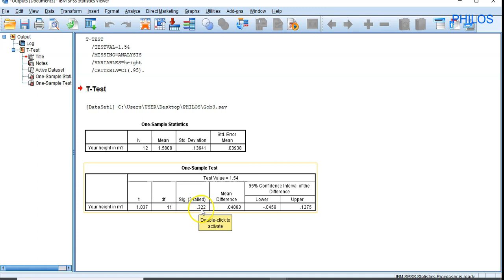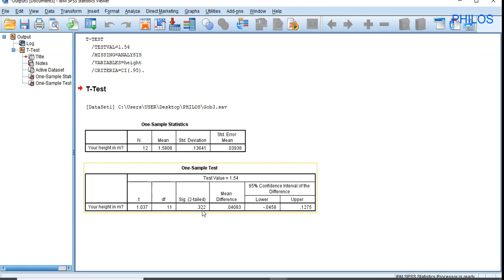Now, if you look, the p-value is 0.322. As we can see, 0.322 is greater than 0.05. Since this p-value of 0.322 is greater than the level of significance of 0.05, we do not reject the null hypothesis. So, as we are not rejecting the null hypothesis, it means there is no statistical significant difference. So you see that we end up making the same decision we made using the first method.